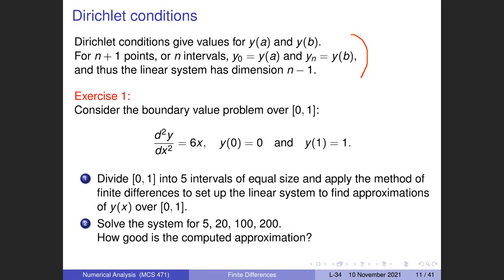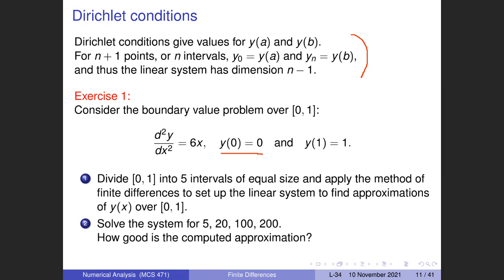Our second example is left off as an exercise, but here you can also compute the exact solution by integrating twice. You integrate the 6 times x twice, and you will see that the exact solution is a quadratic in x with 2 unknown coefficients. So the constant will be 0 because of the value here, and you will use the other condition to find the constant with x.